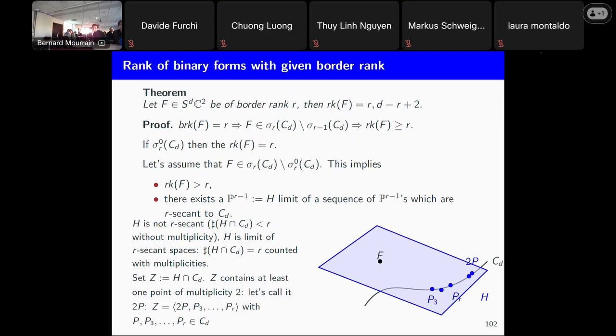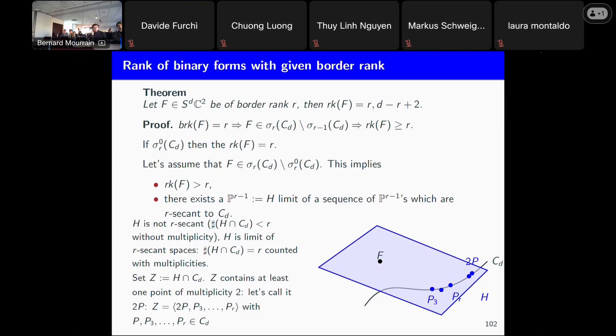And this works only for curves. For curves, it happens that if you look at this sequence, all these linear spaces intersect your curve in distinct points. And if you allow yourself to move on this curve, when you go to the limit, it may happen that 2 points go together. Also more than 2 points can go together. But this is the phenomenon that happens: you have at least 2 points going together in the limit.